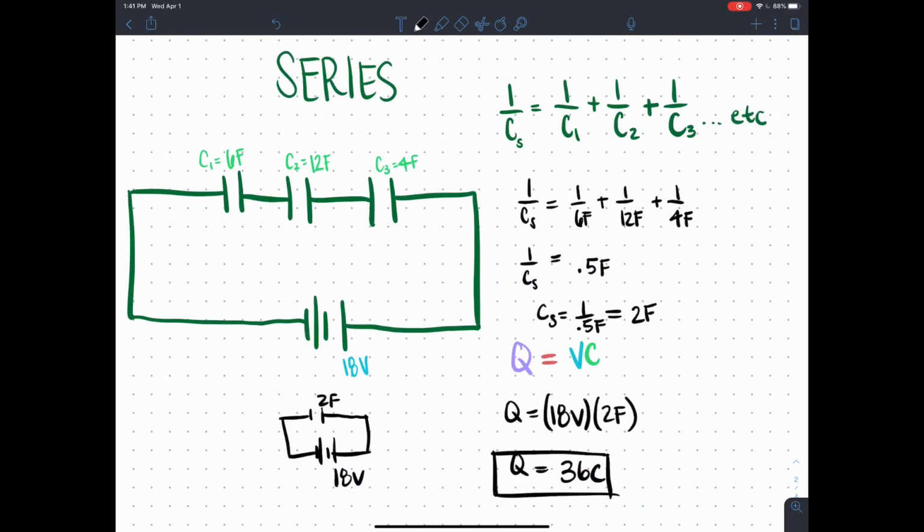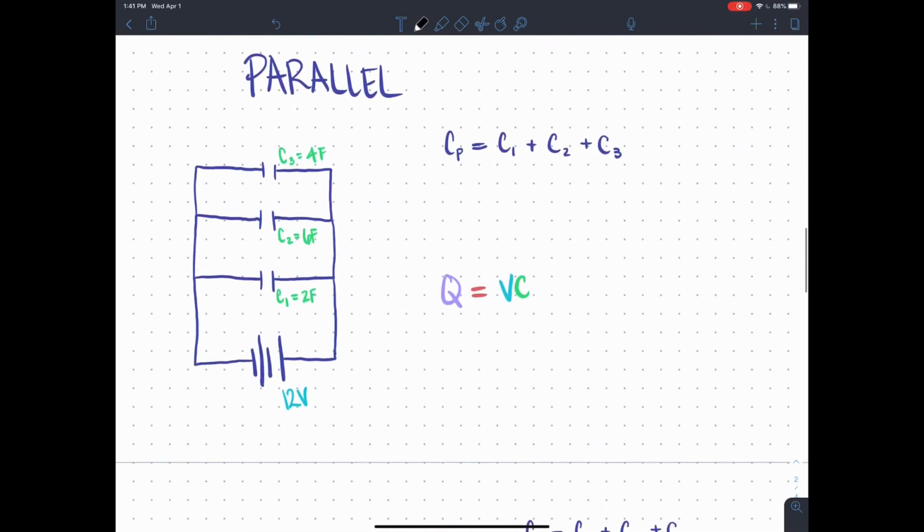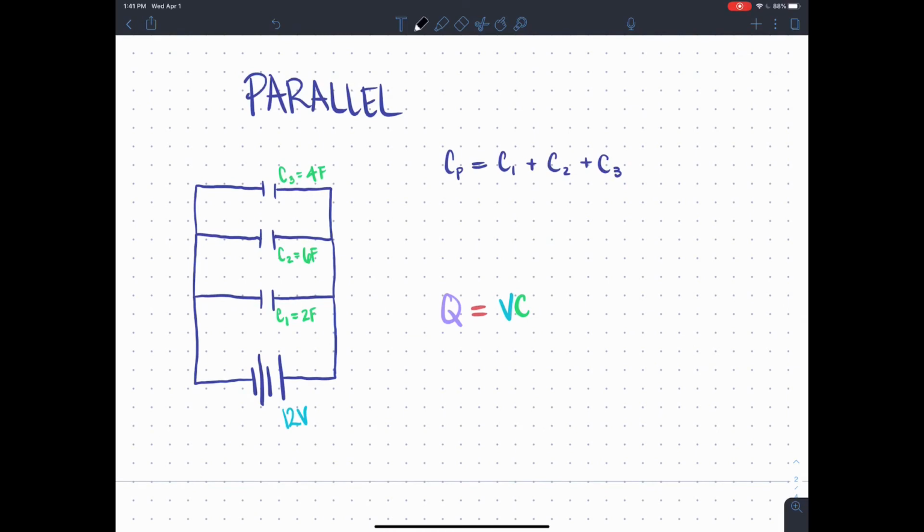Okay, now let's go ahead and look at some capacitors in parallel. The big difference between being in series and in parallel is that the voltage across these capacitors in parallel is going to remain constant. This means that we can just add up all of these capacitors together in order to find the total capacitance.